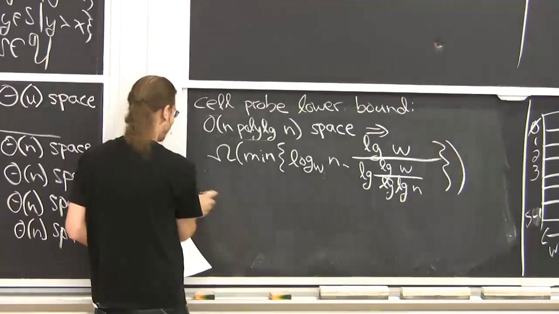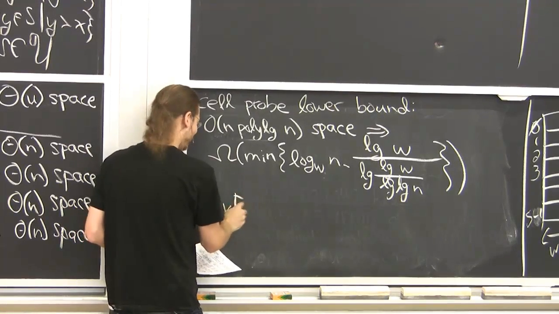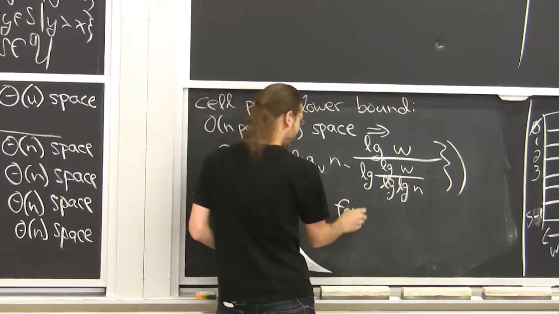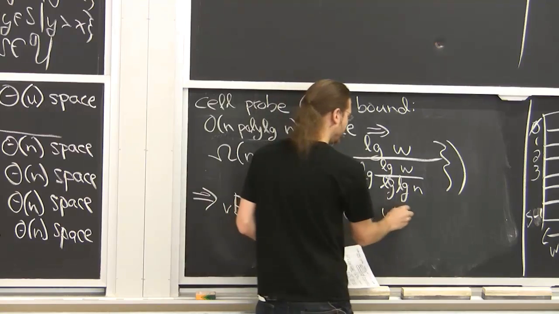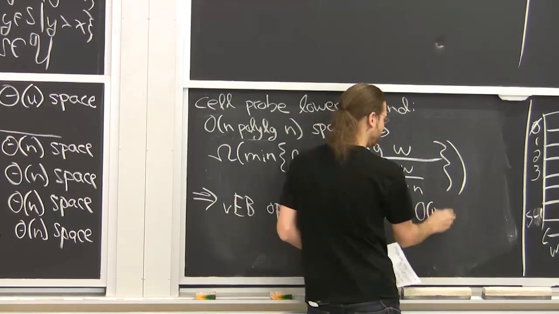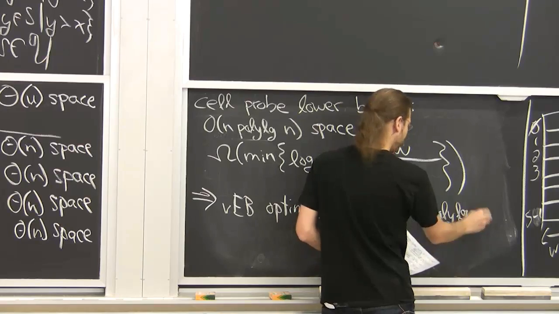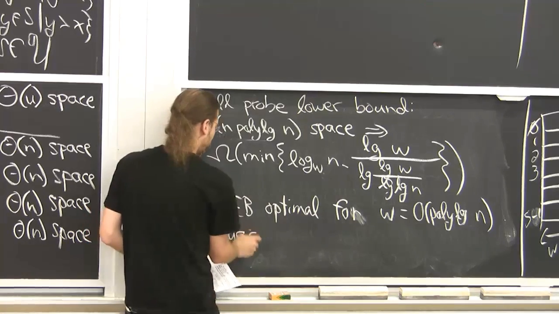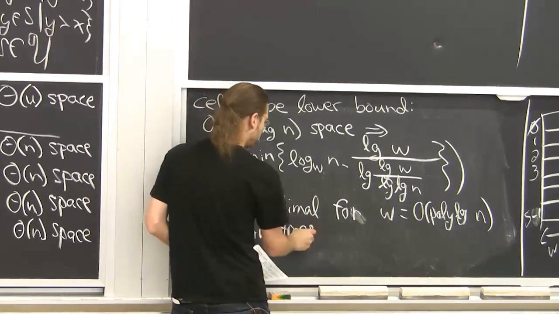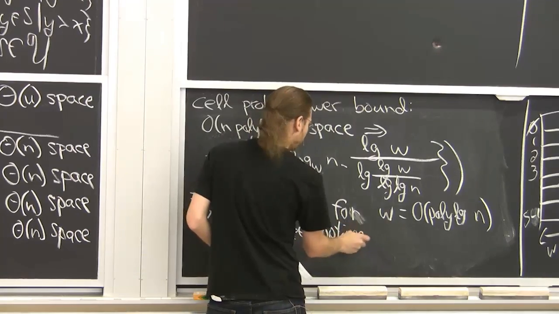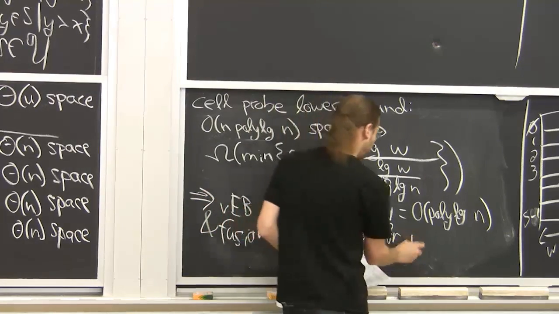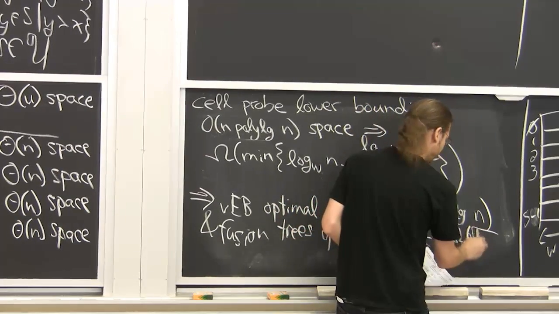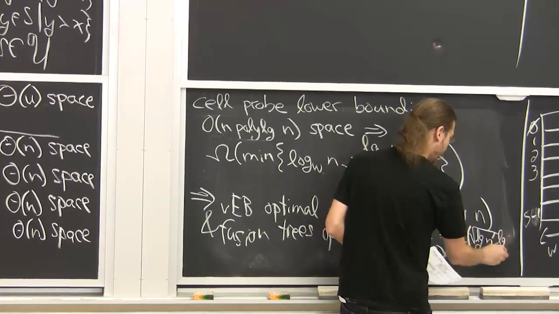Yeah, pretty weird. Let me tell you the consequences. A little easier to think about. Van Emde Boas is going to be optimal for the kind of cases we care about, which is when w is polylog n. And fusion trees are optimal when w is big. Square root log n, log n.